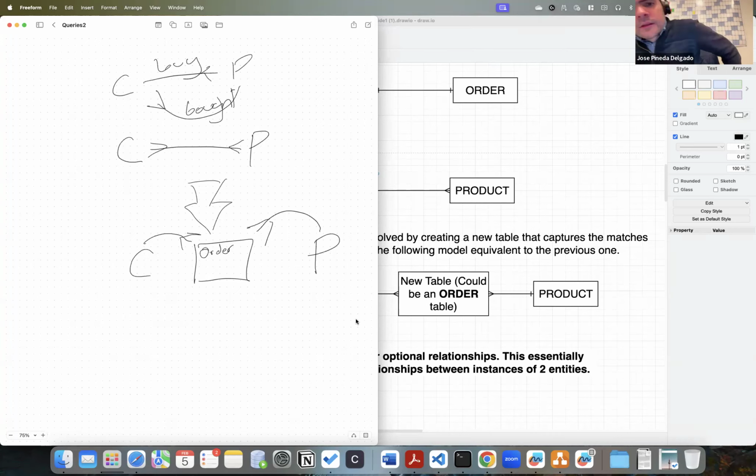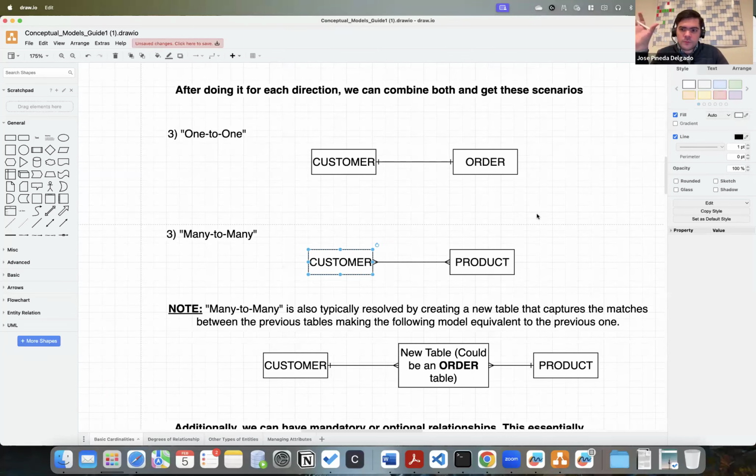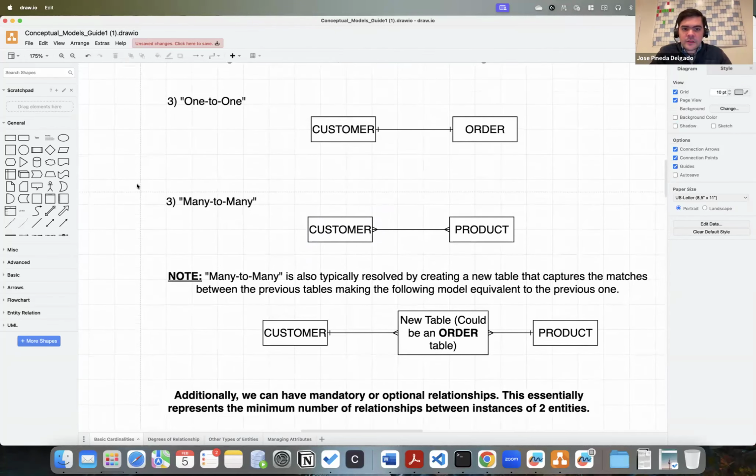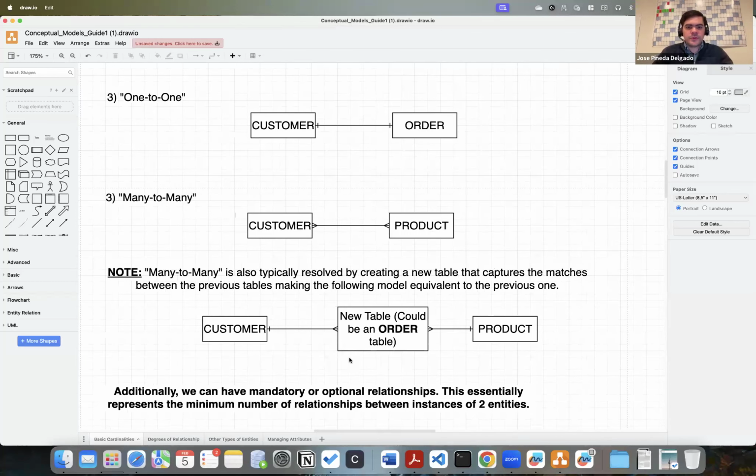So those are essentially our main tools. We have one-to-one relationships, one-to-many relationships. We have many-to-many. And if we have a many-to-many, we can easily translate it into two one-to-manys to simplify our lives and provide further meaning to the relationship.